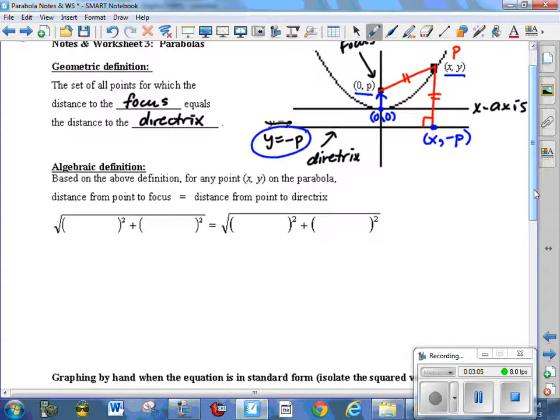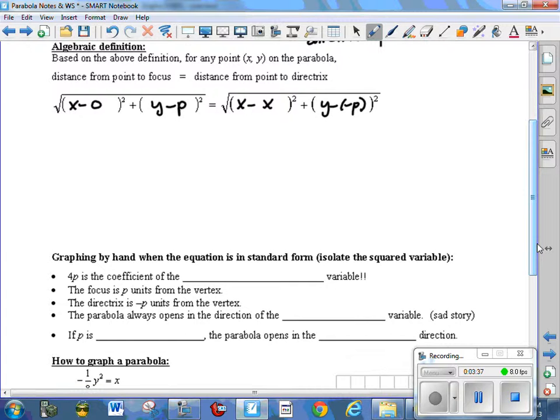So I can say, using the point P to the focus, that x minus 0, subtracting the x coordinates, squared, plus y minus p squared, describes this distance right here from the focus to the point. And then we can say x minus x squared and y minus a negative p squared. So that equals x minus x squared, y minus a negative p squared. Now I'm going to simplify this and make it look a little nicer. So distance from point to focus equals distance from point to directrix.